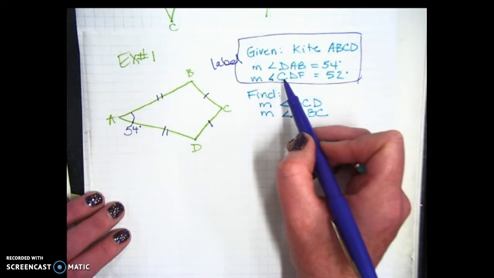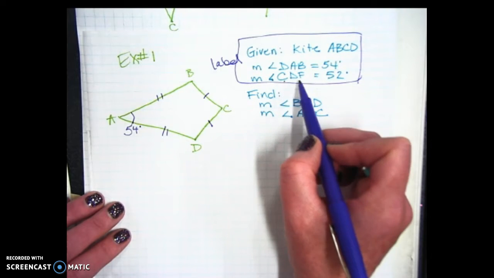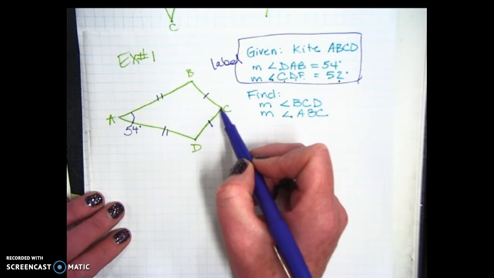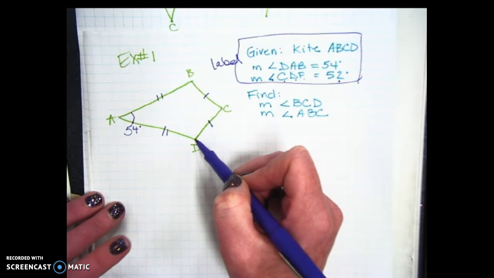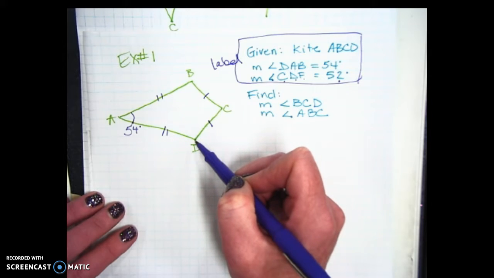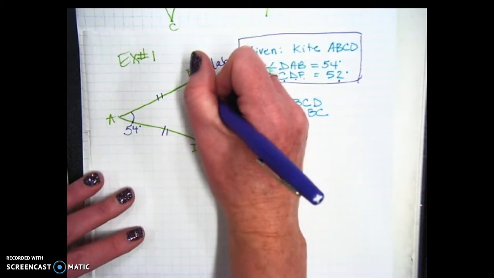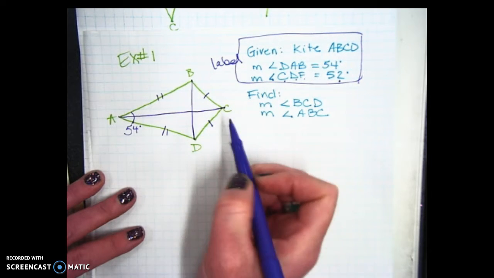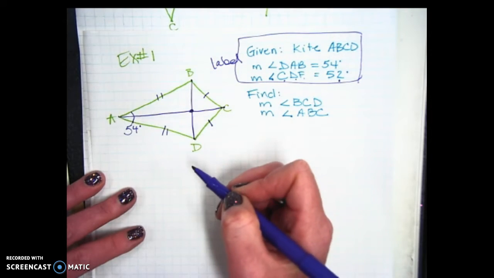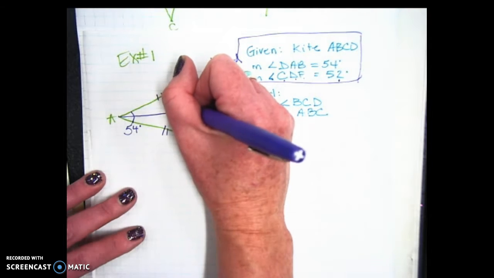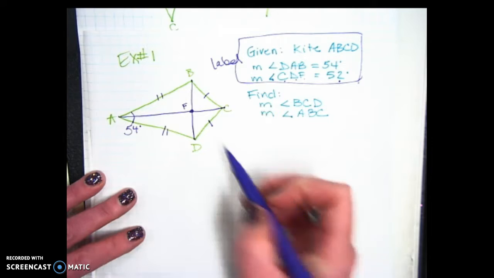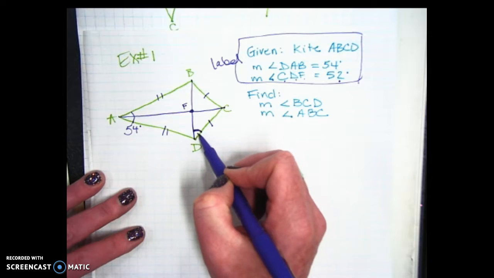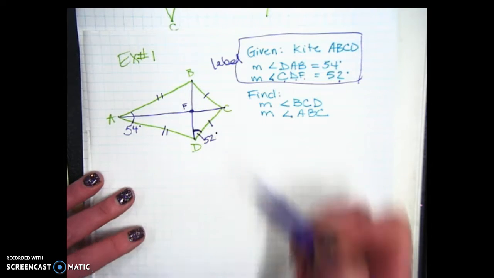Then we've got a second statement which says the measure of angle CDF is 52 degrees. So we come over to our figure and we find CD, where's the F? So we're going to have to draw it in. So let's draw some diagonals. Okay, and make that intersection point from those 2 diagonals, we're going to call it F. So CDF, that means this angle right here is 52 degrees.